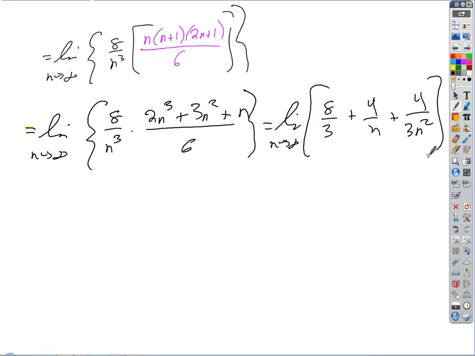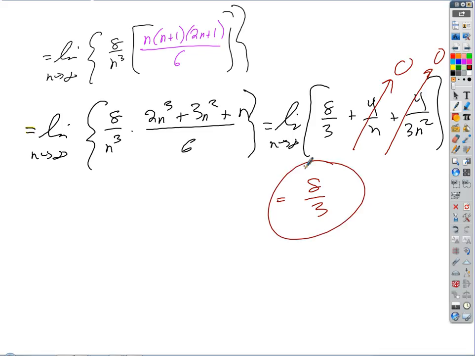Okay, let's take our limits. As n goes to infinity, what's going to happen to those terms? They're going to go to 0. As n goes to infinity, those terms go to 0. Remember what the answer was? To two places it was 2.67. How about that? That's interesting.